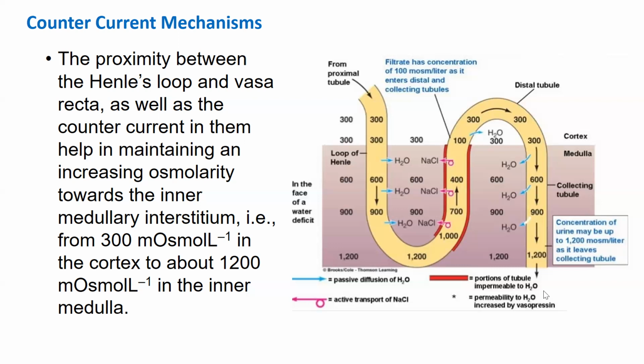Sir, in the diagram it says passive and active, right? What does that mean? Okay, so far, the movement of water from the descending loop to the interstitial fluid is going to be passive. Why? Because no energy is involved. Osmosis is a passive process because no ATP is involved, right? Yes, sir. So that is why it is written passive over there.